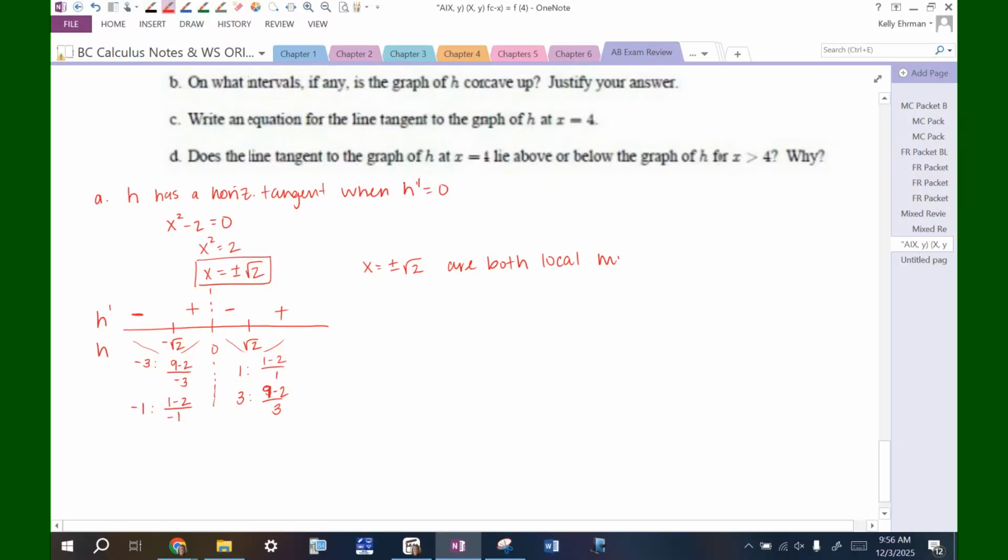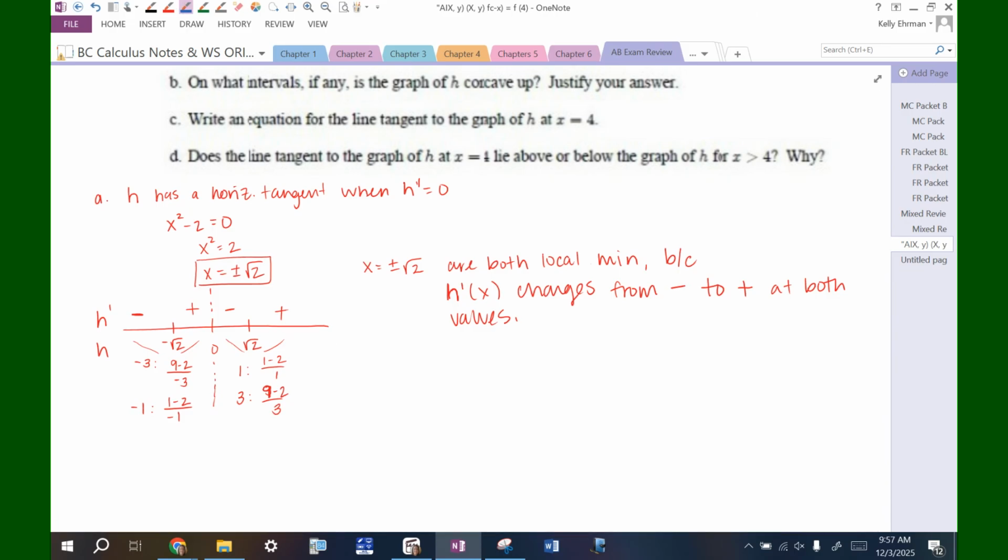local minimums, because I keep saying f instead of h, and that would matter, by the way. Because h prime of x changes, not just changes signs, it specifically changes from negative to positive at both values. Okay, so they're both relative minimums.